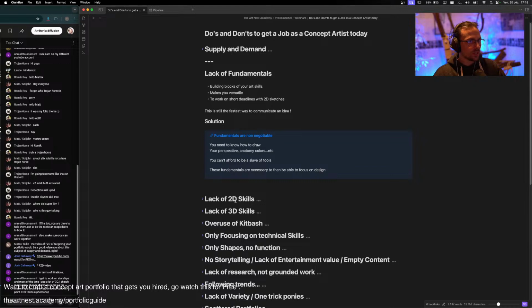These fundamentals are necessary to then be able to focus on design. Because if you're struggling with technique, if you're struggling with the fundamentals, you do not have enough mental bandwidth to focus on design. So everything will go to the technique and no mental energy will be spent on design. You might render something super well, but the content is empty or generic.